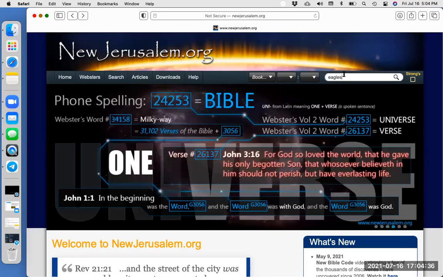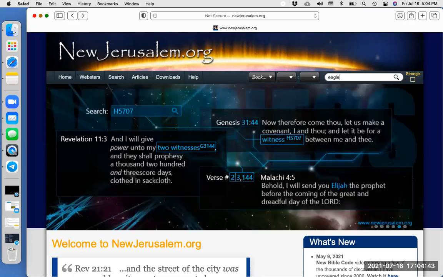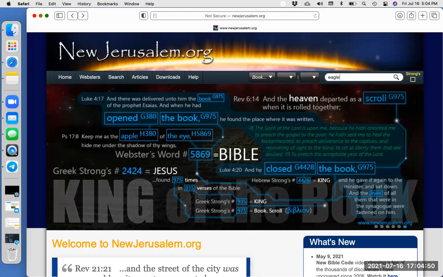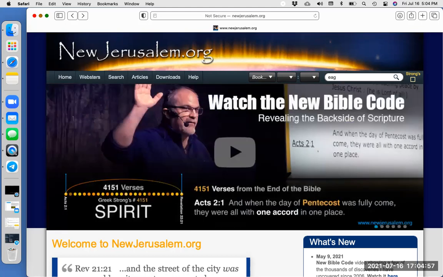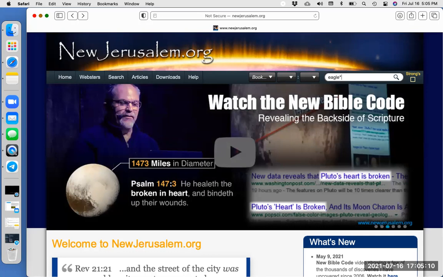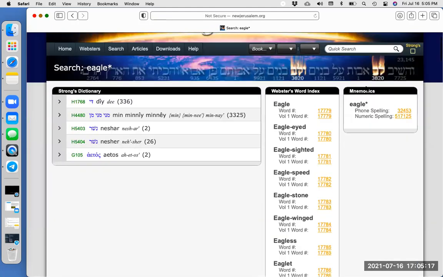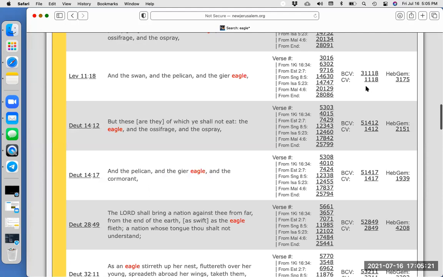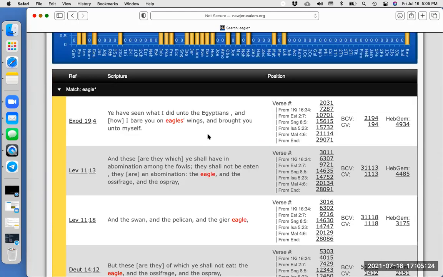You don't have to put in the eagles. Let's say you want to find eagled, eagles, eagler, the different endings of a word. When you want to search everything related to eagle, just put an asterisk, and it will search anything in the English Bible that has those first letters in it. So search for eagle that way and it'll find eagle and eagles and anything else, like eagle-eyed, eagle speed, eagle sighted. Good, you found it. That gives us a rundown of everything.